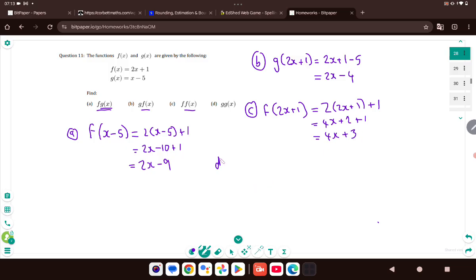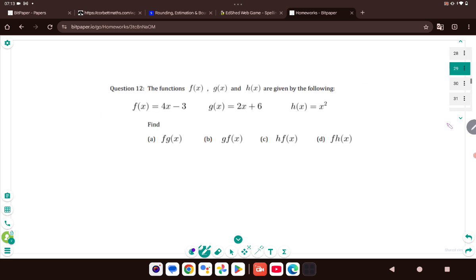And doing the same but with the g function. So working out the g of x minus 5. We're replacing the x with x minus 5, which gives you x minus 10. Okay, have a go at these for yourself. Put me on pause and press play when you're done.